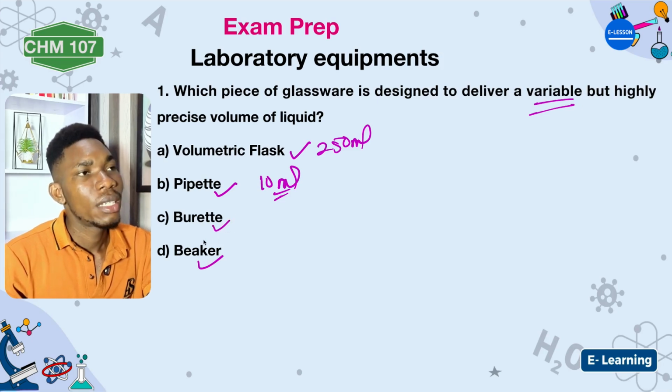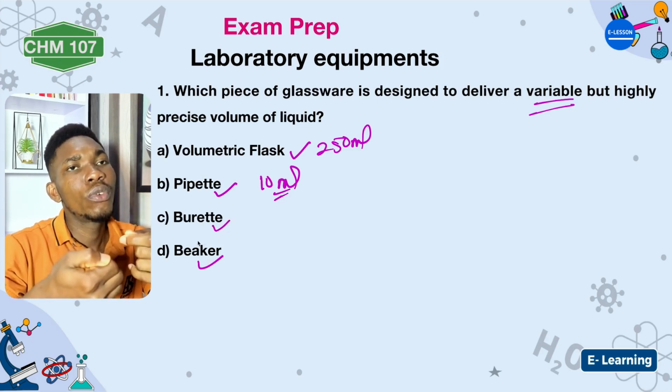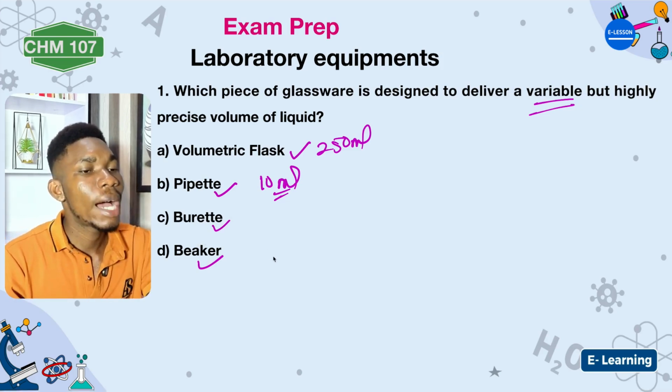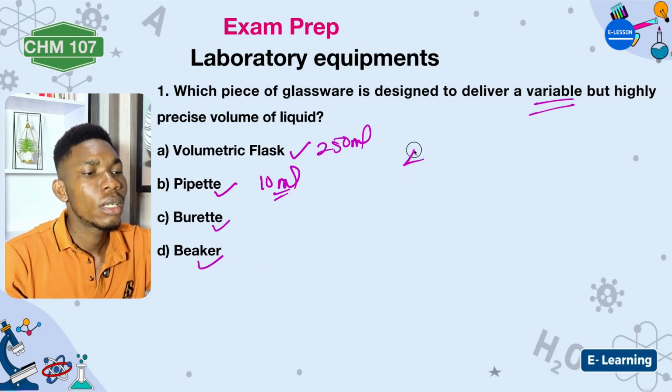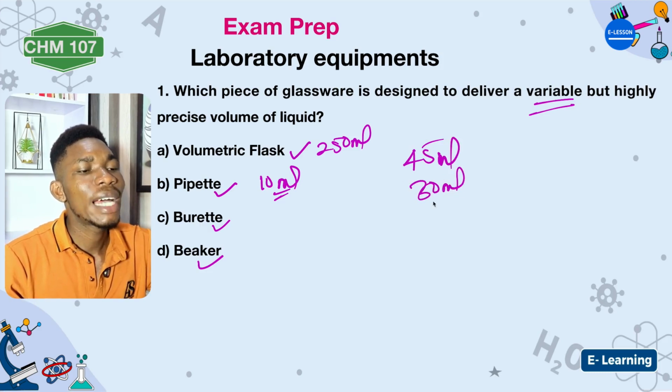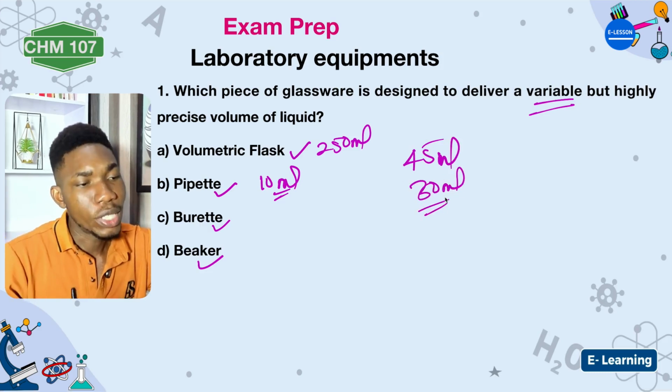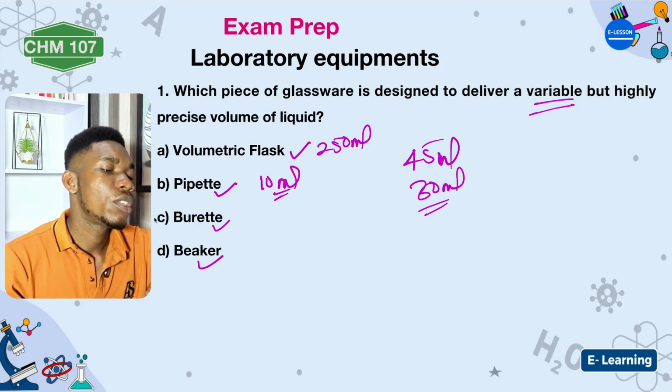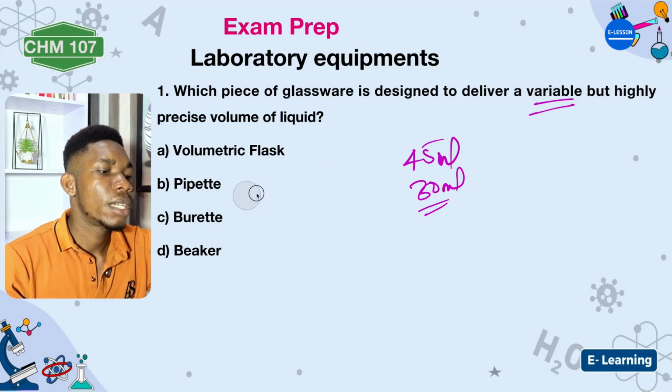The correct answer is burette. Because with burette, you can close, open, which will help you to deliver variable, that means different amounts. Like you will have different burette readings, and sometimes some of you got 45 ml, some get 30 ml, but you know that that 30 ml is 30 ml. Then you close it back. So the correct answer to this question, my dear student, is burette.